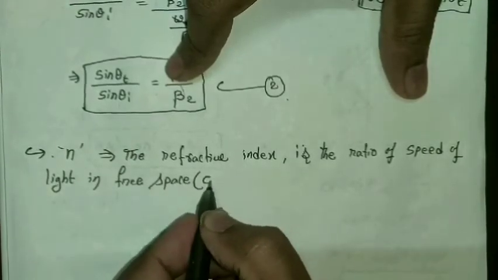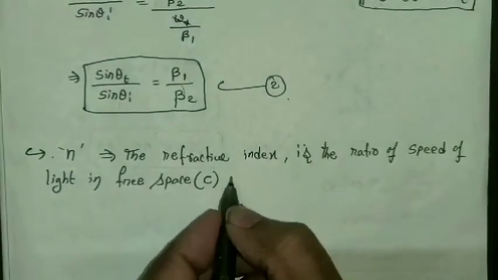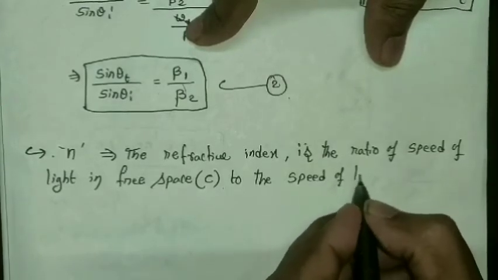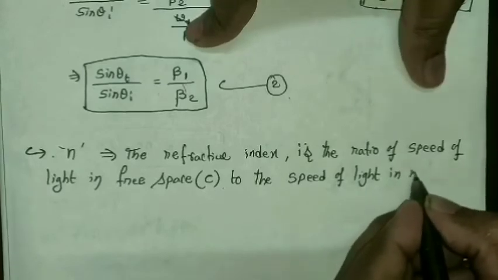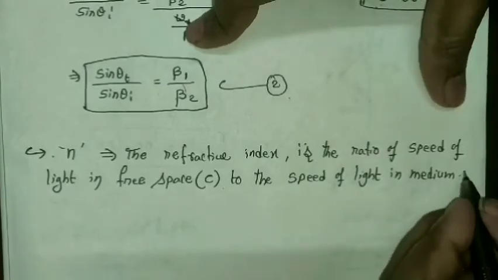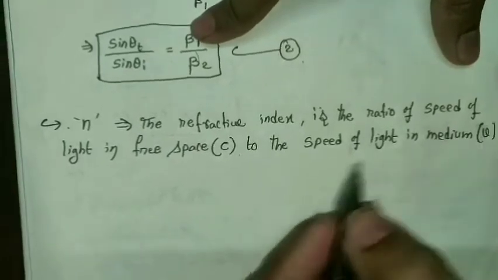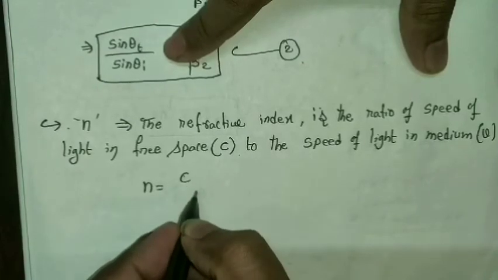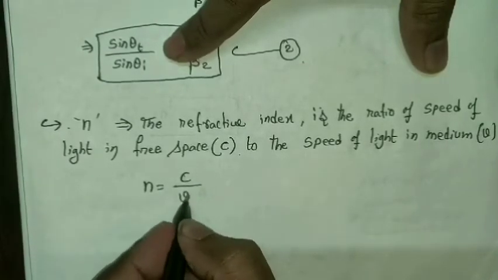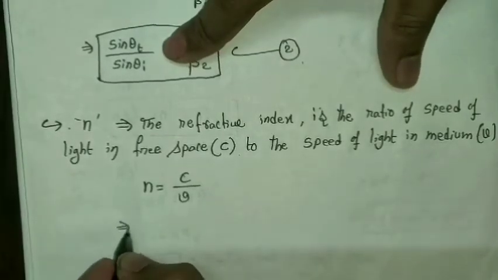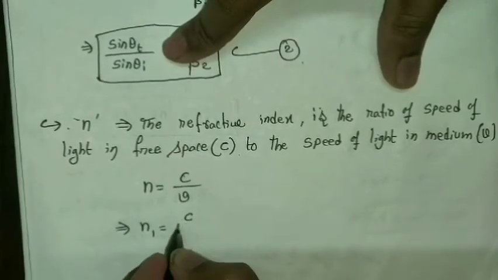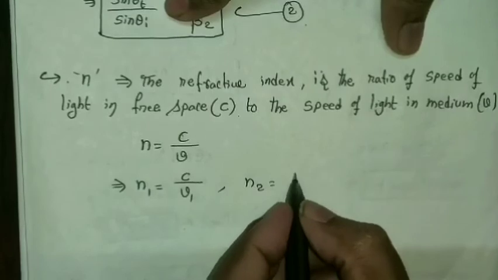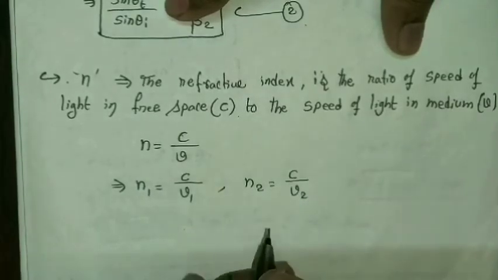The speed of light in free space can be represented by small c, to the speed of light in the medium, which will be v. Therefore, the refractive index n is c by v. If you are considering medium 1, then the refractive index is n1 equal to c by v1. Similarly, if medium 2 is considered, then the refractive index is given by c by v2.